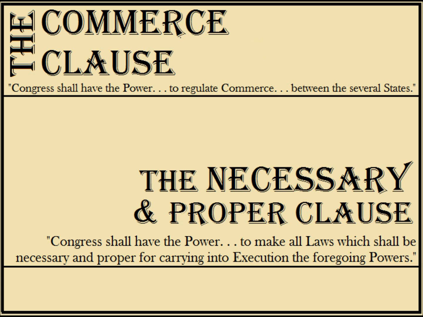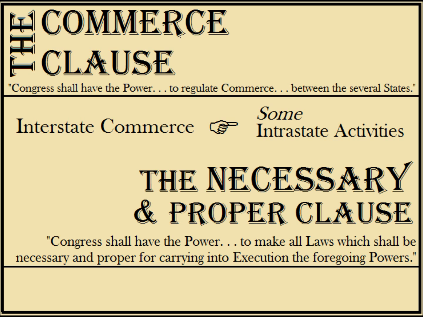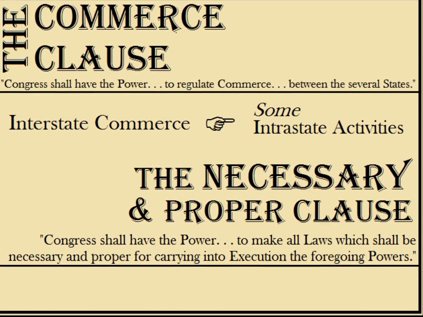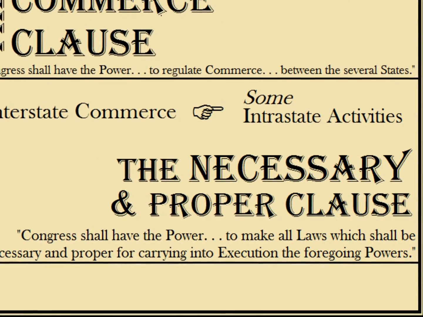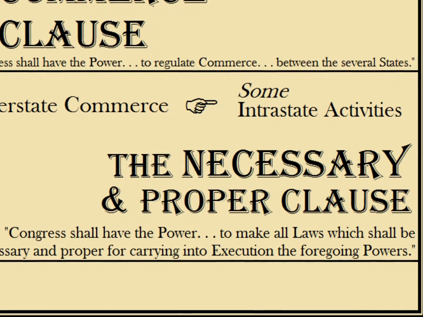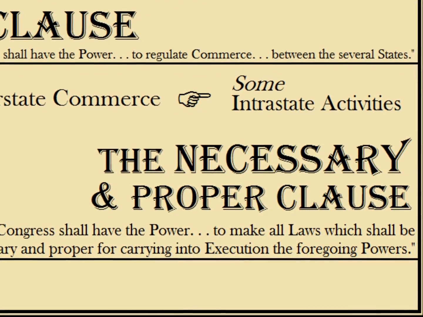In short, the Commerce Clause gives Congress the power to regulate interstate commerce, and over the years, courts have held that this also gives Congress the power to regulate some activities that take place solely within state boundaries, as long as the activity substantially affects interstate commerce. The Necessary and Proper Clause allows Congress the power to pass laws that are rationally related to the enumerated powers found in Article 1 of the Constitution. This case tests the limits of these congressional powers.